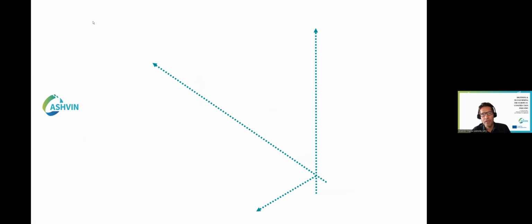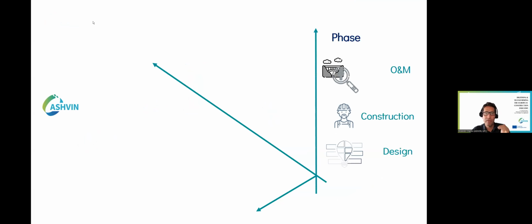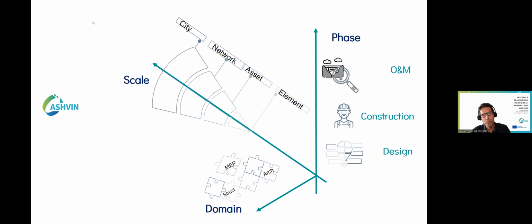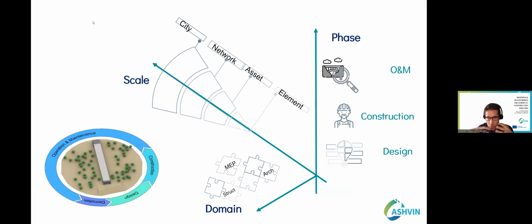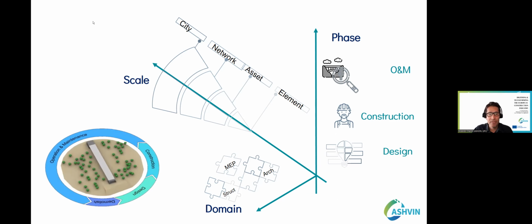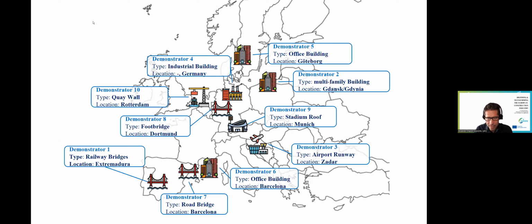We have three axes here. I will present this idealization of three axes, in which one axis represents the phase: design, construction, or maintenance. One axis represents the domain of information: structures, mechanics, architecture, management. And the other axis represents the scale: city, network, asset, or a single element of that asset. So it's very complex, with many legs of information together to create this virtual representation. That's a big challenge.